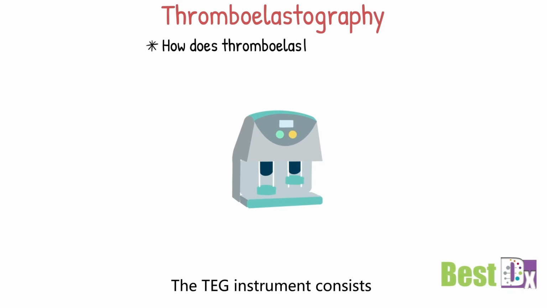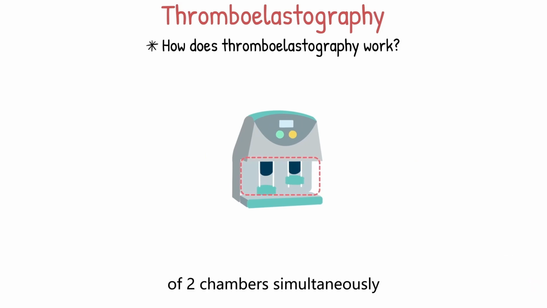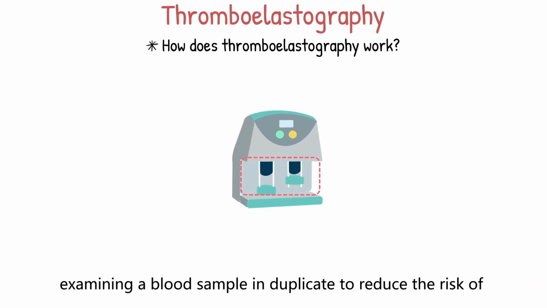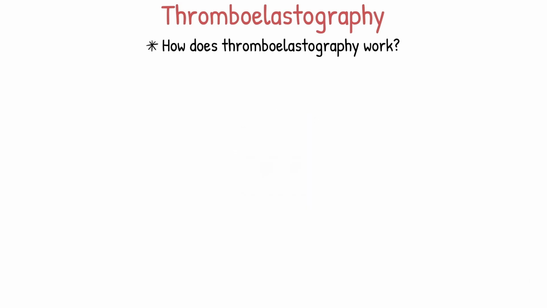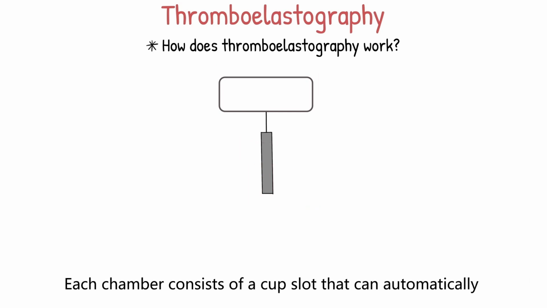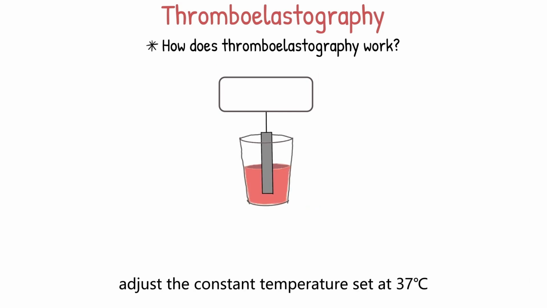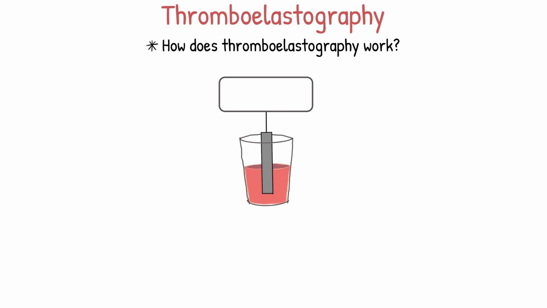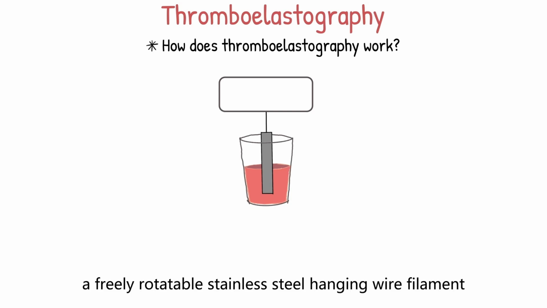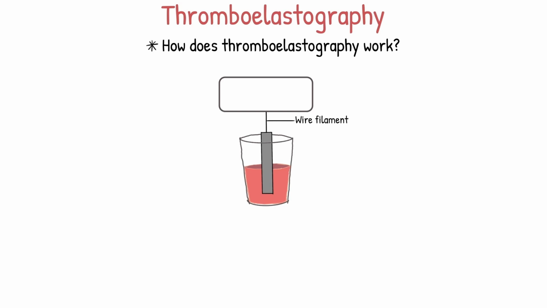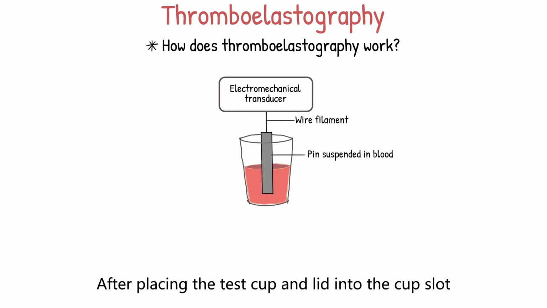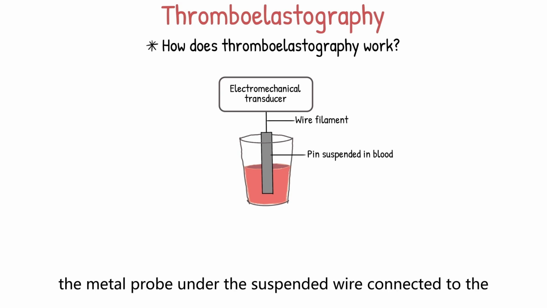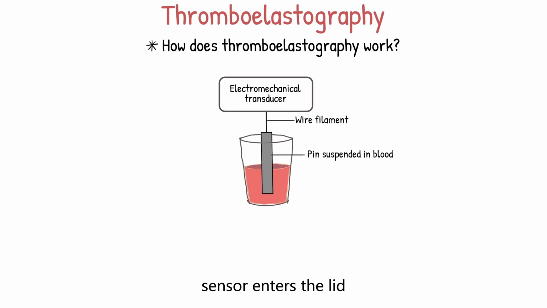The TEG instrument consists of two chambers simultaneously examining a blood sample in duplicate to reduce the risk of sampling and measurement errors. Each chamber consists of a cup slot that can automatically adjust the constant temperature, set at 37 degrees Celsius, a freely rotatable stainless steel hanging wire filament, a metal pin, and an electromechanical transducer. After placing the test cup and lid into the cup slot, the metal probe under the suspended wire connected to the sensor enters the lid.